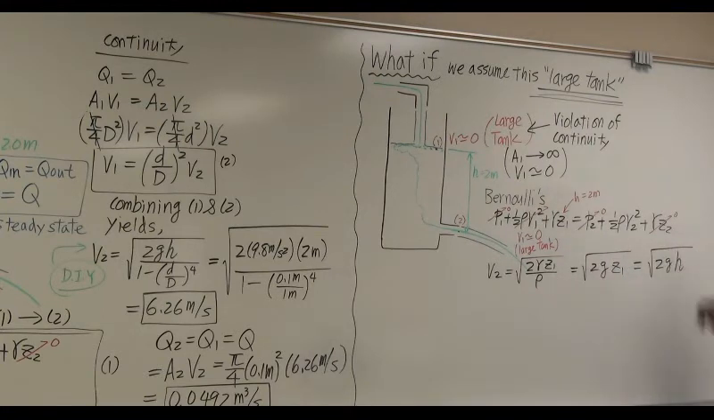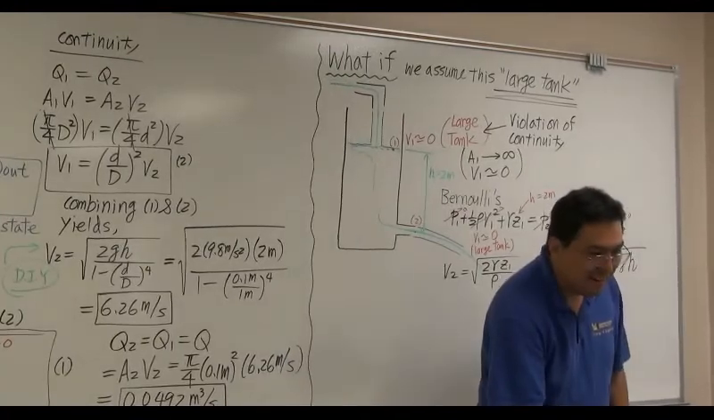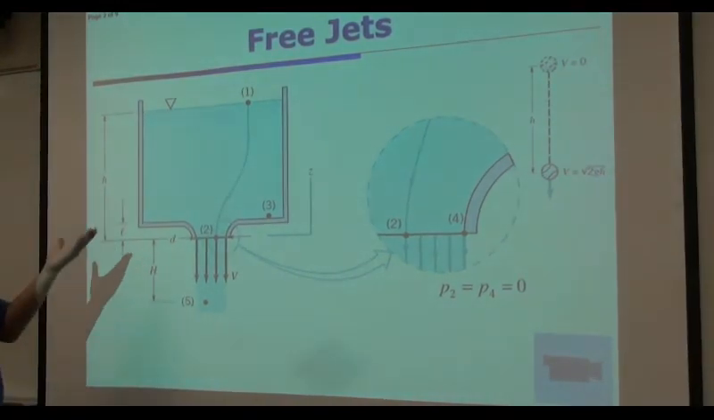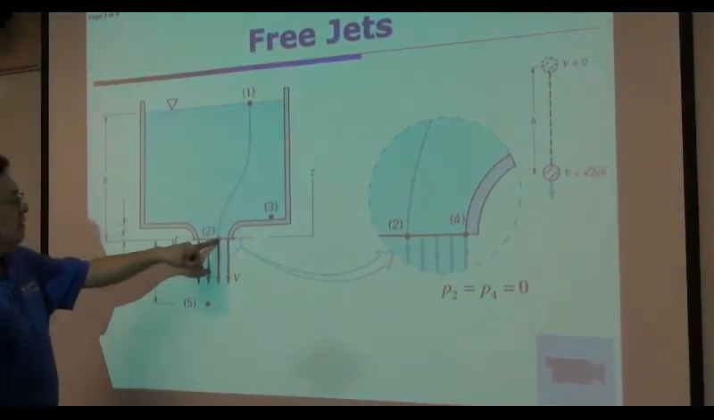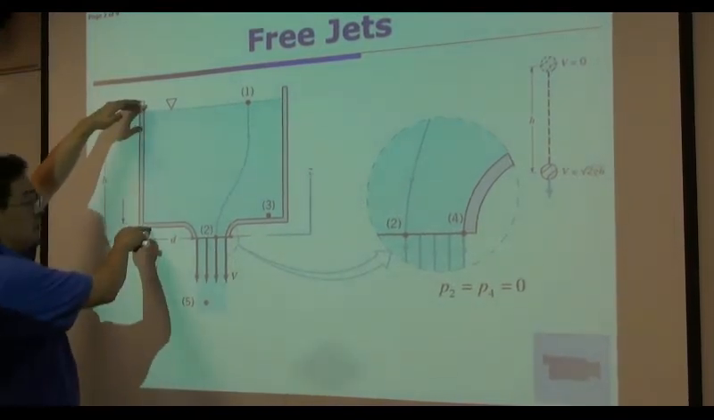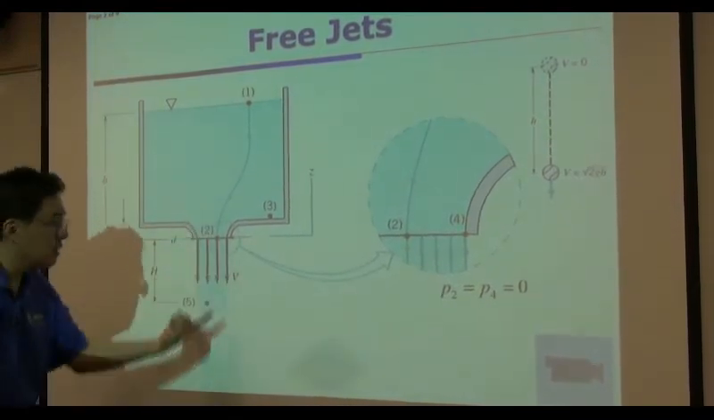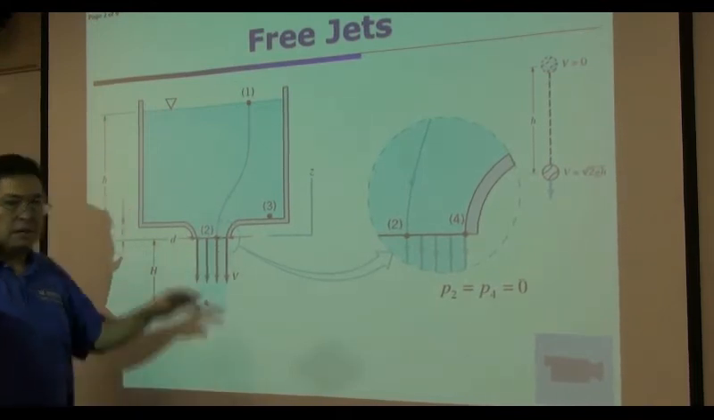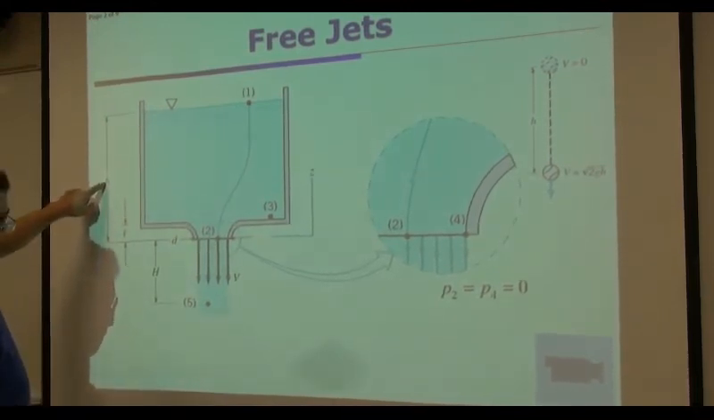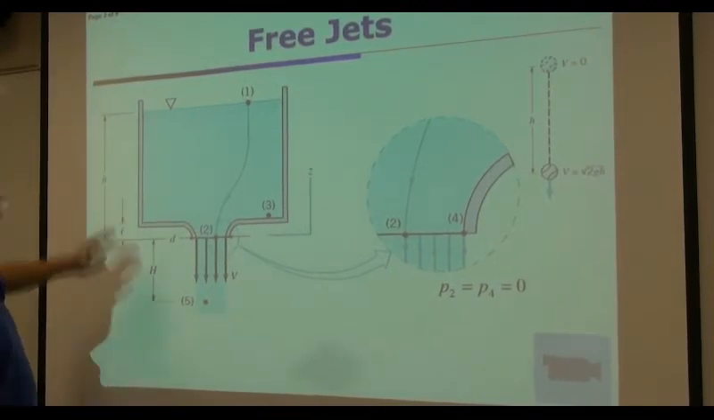Square root of 2gH. Okay? Wait a minute. What is this equation? It's the equation of free jet. Remember? Free jet velocity right here at location 2. Suppose you have a tank of depth H of water. You open up a hole on the bottom. Velocity gets out. It's a free jet velocity, which is equal to the square root of 2gH. H is the depth. Okay?